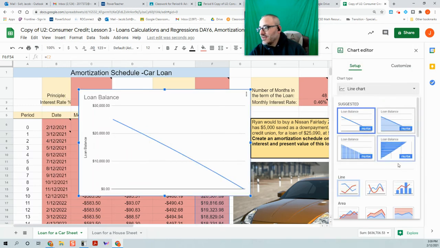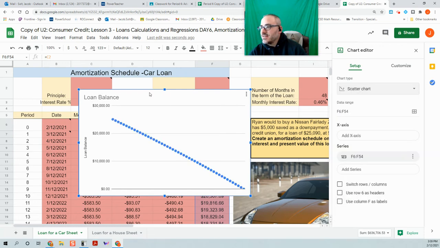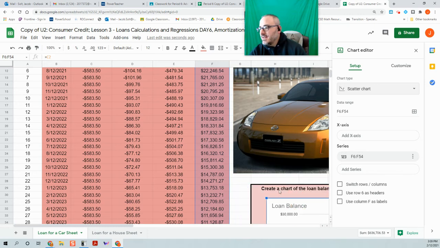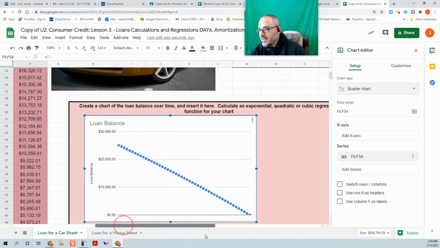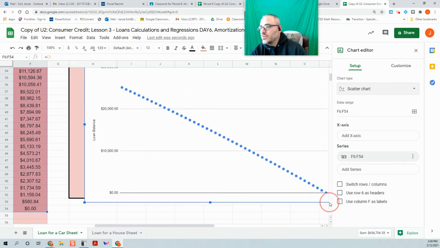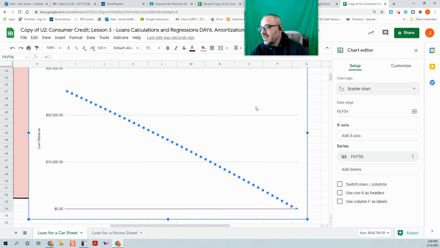I want it to be a scatter chart. So I'm looking for the scatter chart. There it is, scatter chart. I can move it down. I want to move the scatter chart down into this space. I'm going to make it a little bigger because I can, and it's cooler when it's bigger. All right, that's nice. That's nice.